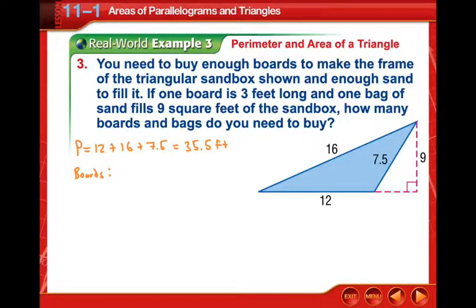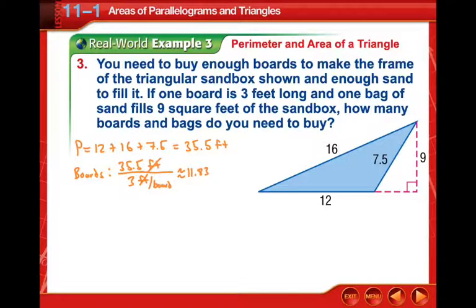So now, for boards, we take our 35.5 feet and divide it by 3 feet. So what we're doing is dividing this by feet per board. And in that process, the feet are going to cancel. We'll be left with just boards. So that will give us a nice rounded number, if we want to round it, of 11.83.